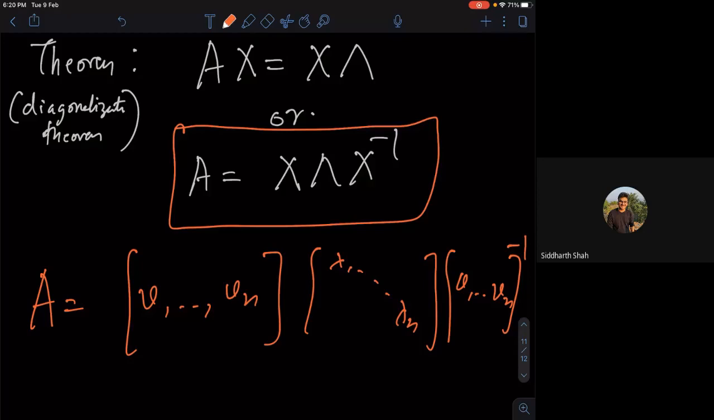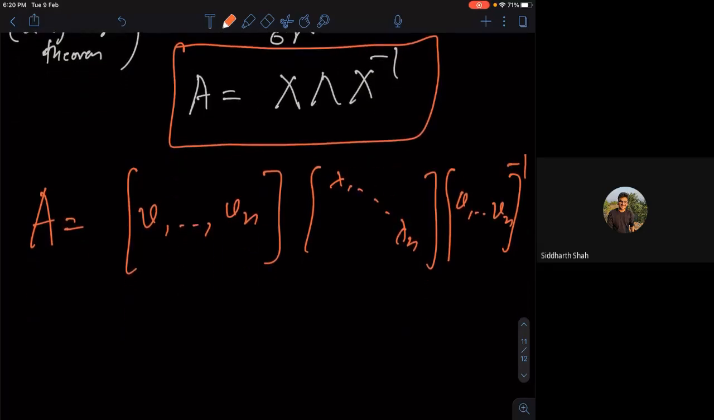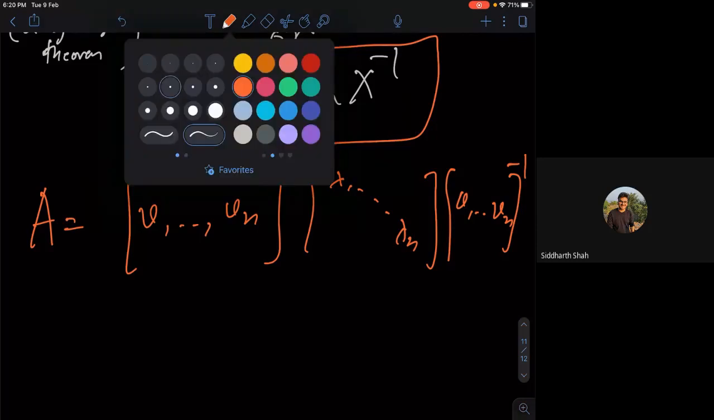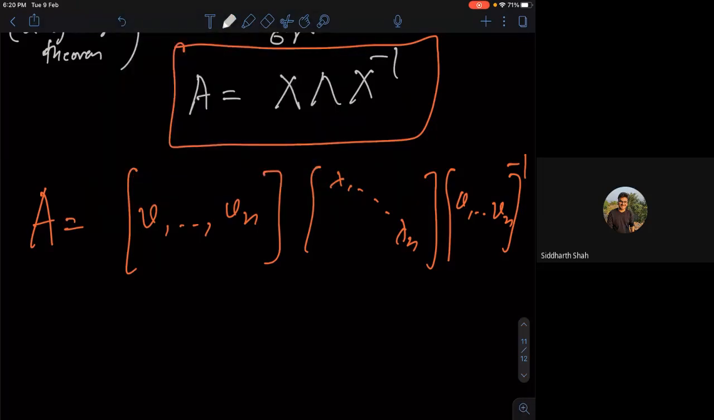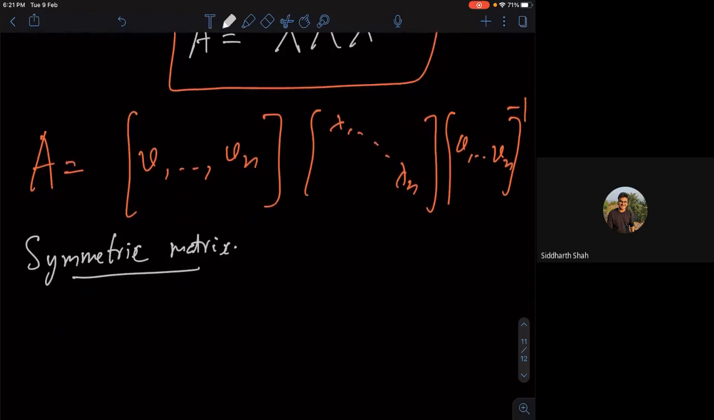Okay. And now just before we leave, what can I say about symmetric matrices? Right? So what can I say about symmetric matrices?